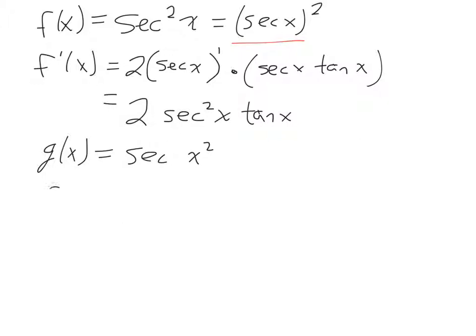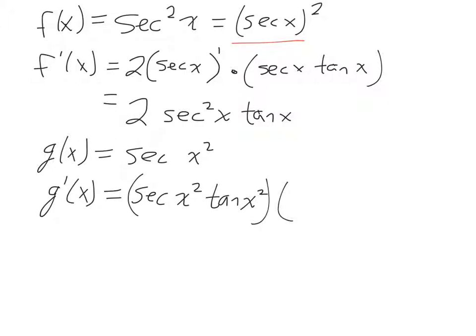Very small difference there, but when I take the derivative, it makes a big difference. So if I take the derivative of this, it's going to be the derivative of the outer, which is secant, and the derivative of secant is secant tangent, but not x this time. It's going to be of x squared. So the derivative of secant x squared is going to be secant x squared times tangent x squared, and then I take it times the derivative of the inside.